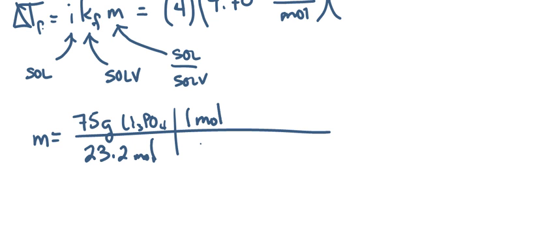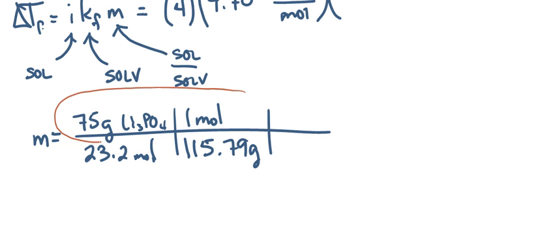Alright, so 6.94 times 3 plus 30.97 plus 4 times 16. So the molar mass for lithium phosphate is 115.79 grams. Okay. Alright, so now if I stop right here, this part right here is my mole amount.